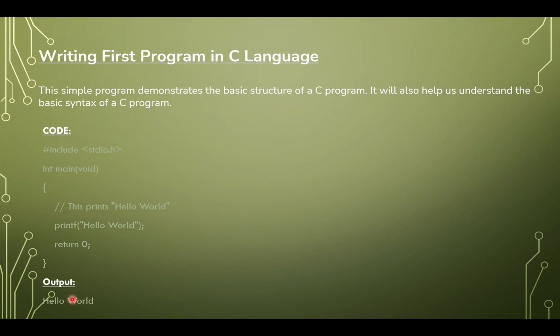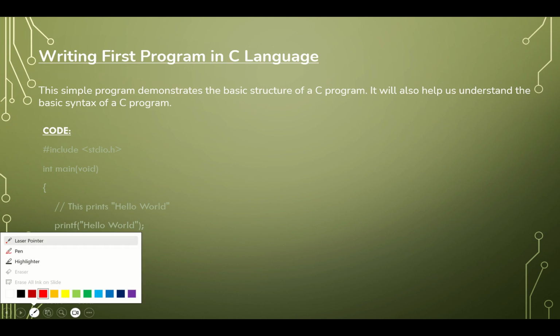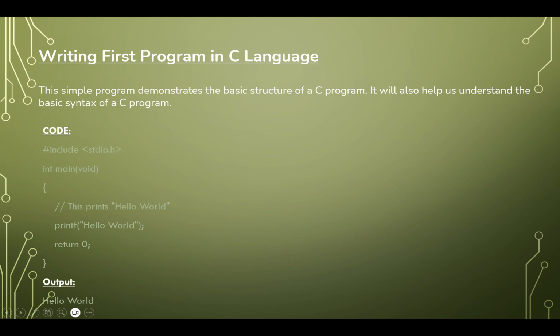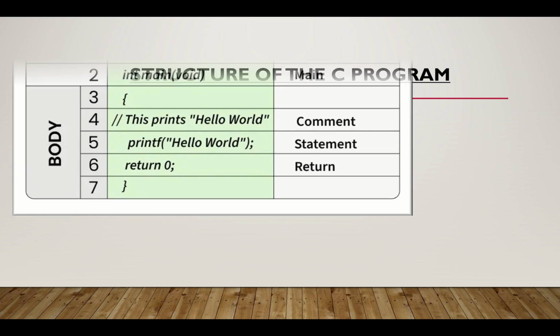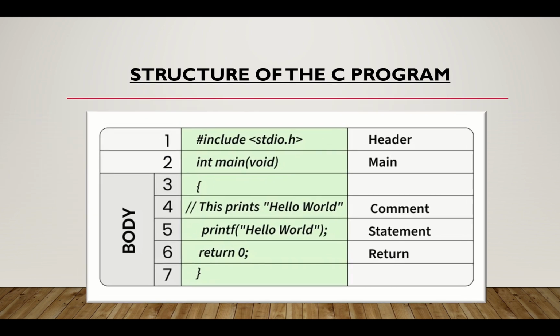Okay, now next we come to the next part, that is the structure of the C program. As I have told you, here you can see #include <stdio.h>, it's a header file, and the int main function, and this comment prints hello world, and the printf hello world statement, and return 0, it's a return.